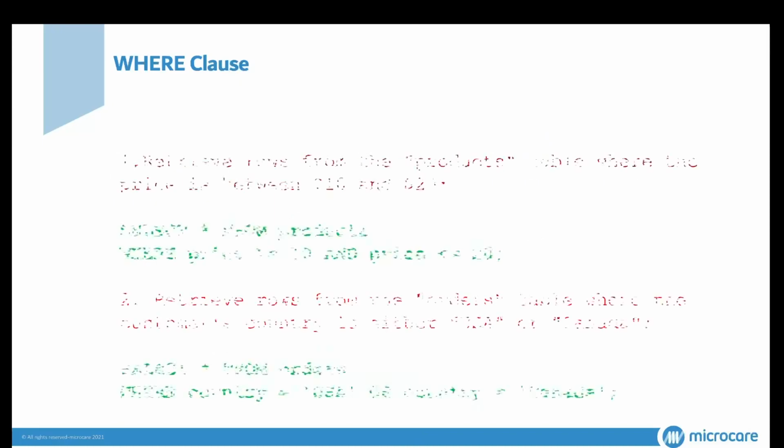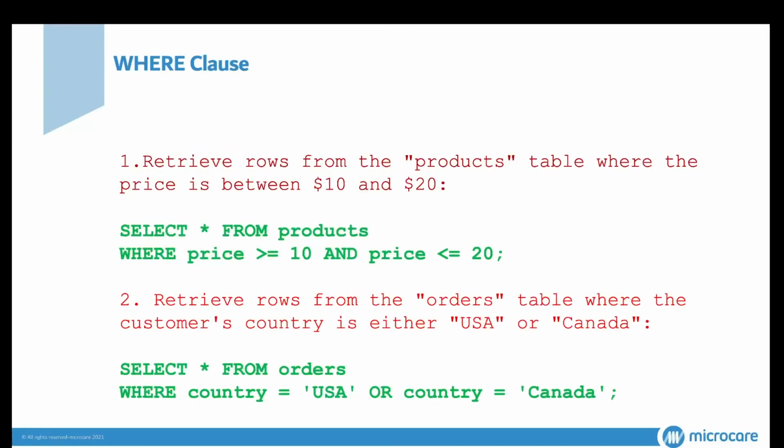Let's see some examples. In the first example, we are going to retrieve all the products where the price is between 10 and 20. That is, the price should be greater than or equal to 10 and the price should be less than or equal to 20. If both conditions are met, then the product will be included in the result set. In the second example, we are going to retrieve the orders where the customer's country is either USA or Canada. If any one condition is met, that is, if the customer's country is either USA or Canada, then that order will be included in the result set.